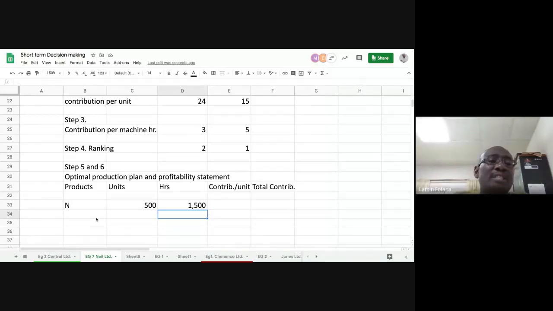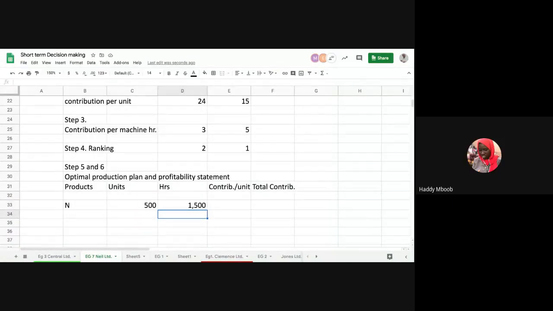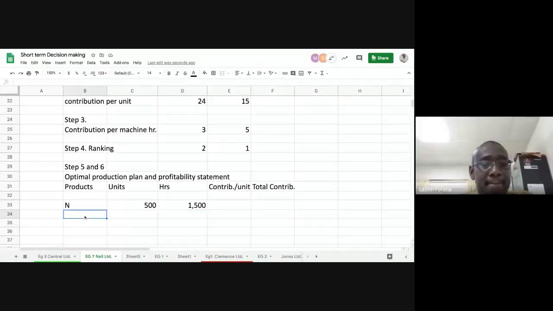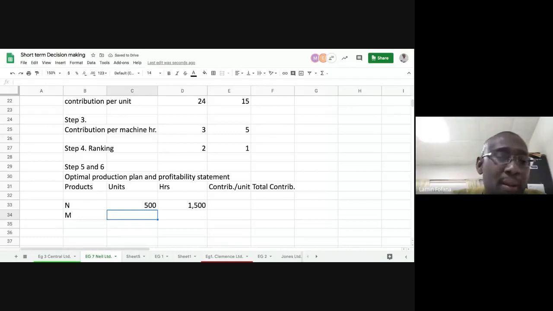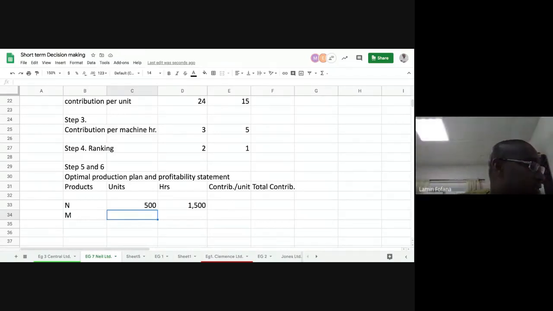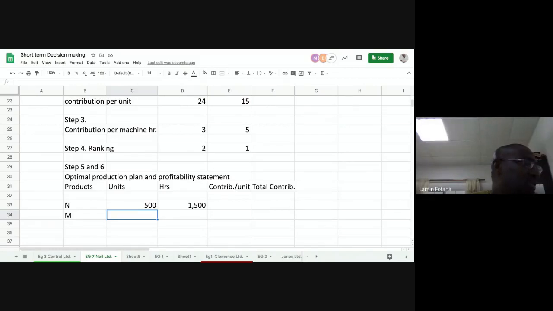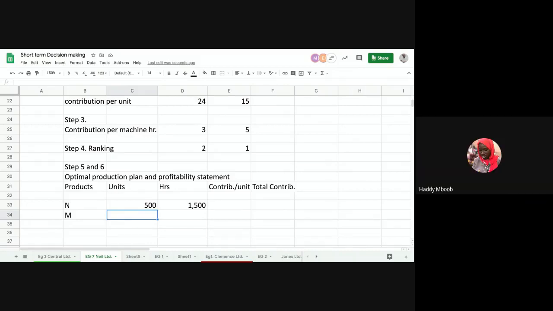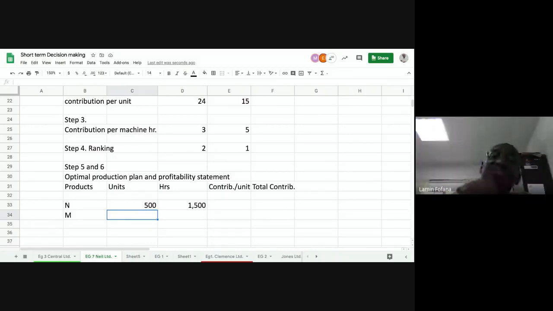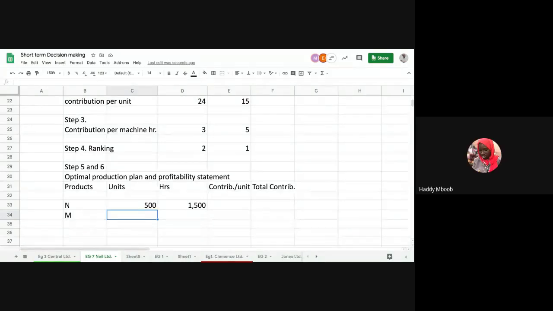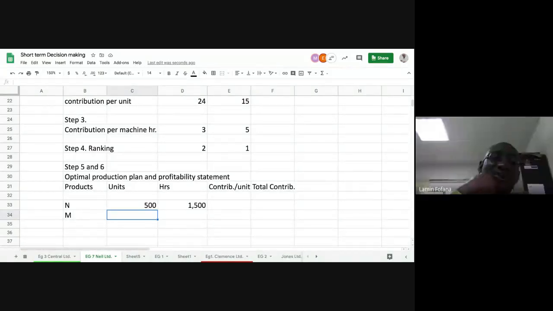What's the next product that we need to produce? Product M. After N is going to be M. What's the total units for product M? 600. That's 600 units. Can we produce everything? No, we cannot produce everything. Why can't we produce everything? Because we have a limited number of hours that we can use, which is 5,000. There you go.